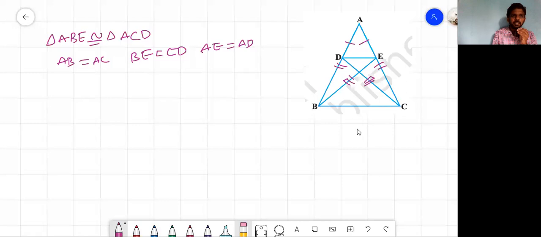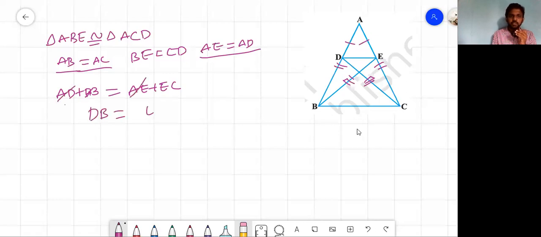So I can write AB as AD plus DB from the diagram. And similarly, I can write AC as AE plus EC. Right? So I have AE is equal to AD, which means AE and AD I can cancel, right? Which means DB is equal to EC, right? So I'm dividing by AE on both the sides. So DB divided by AE is equal to EC divided by AE. I can do that, right?